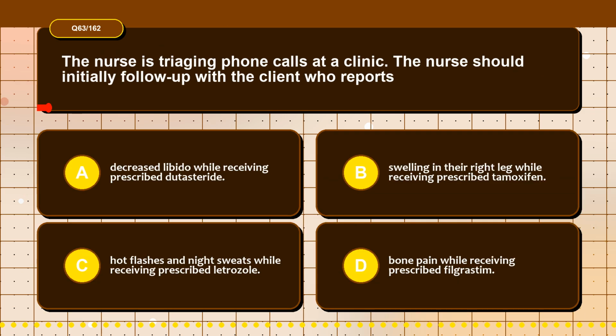Question 63. The nurse is triaging phone calls at a clinic. The nurse should initially follow up with the client who reports: Option A: decreased libido while receiving prescribed dutasteride. Option B: swelling in their right leg while receiving prescribed tamoxifen. Option C: hot flashes and night sweats while receiving prescribed letrozole. Option D: bone pain while receiving prescribed filgrastim.